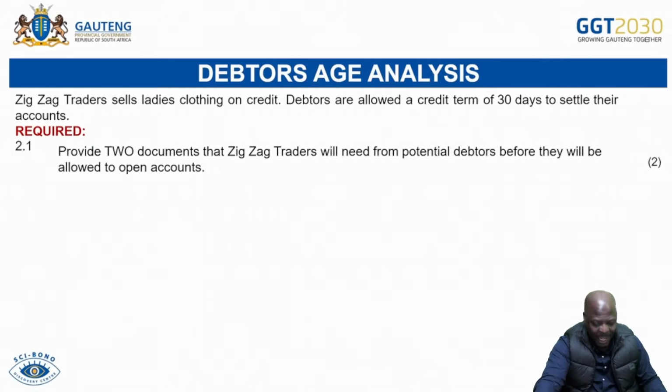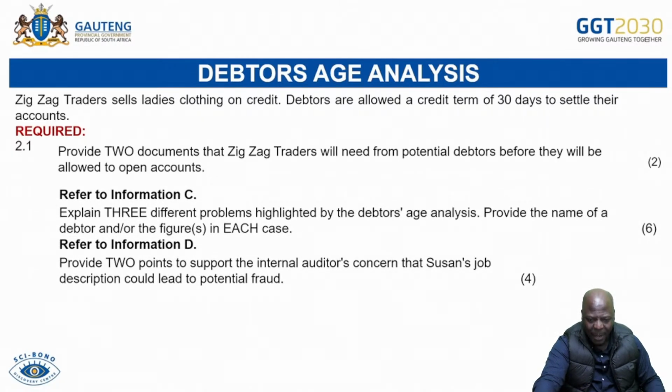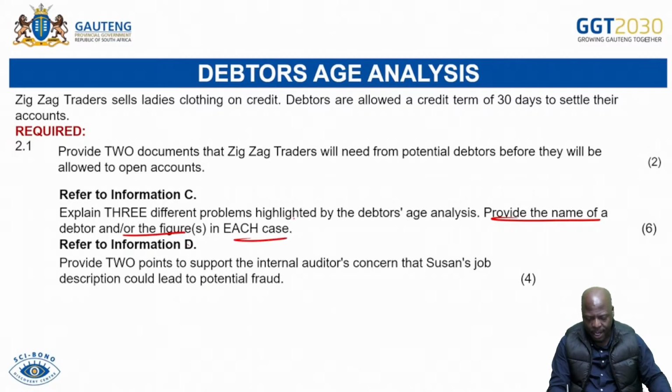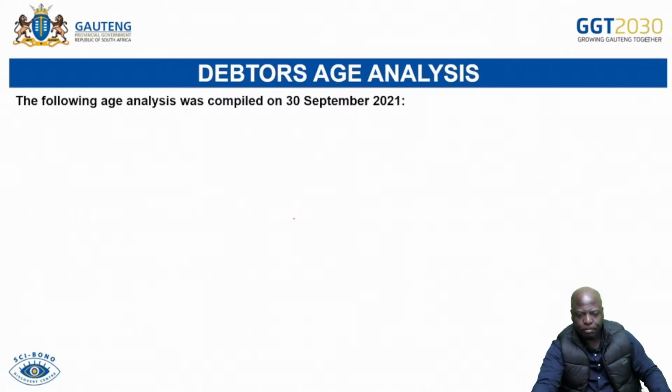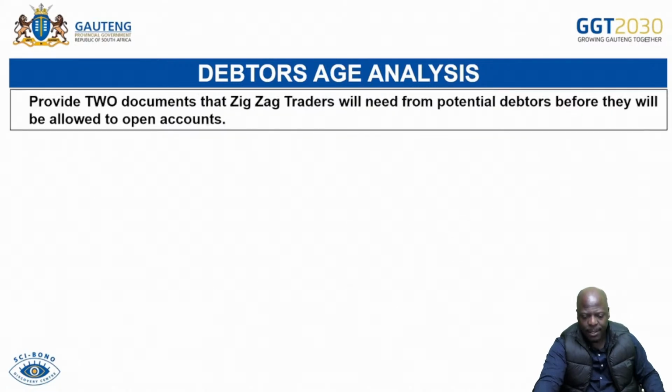I think we have passed this earlier on, if you remember. Explain 3 different problems highlighted by the debtor's age analysis. Provide the name of the debtor and or figures in each case. This is very key. You need to provide the name of a debtor and the figures in each case. Okay, let's go. So here is the debtor's age analysis.